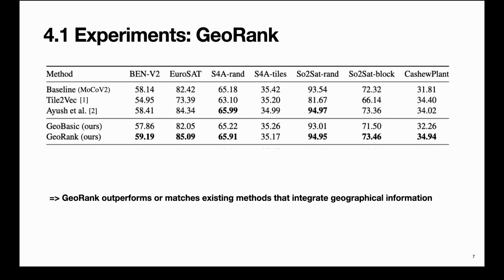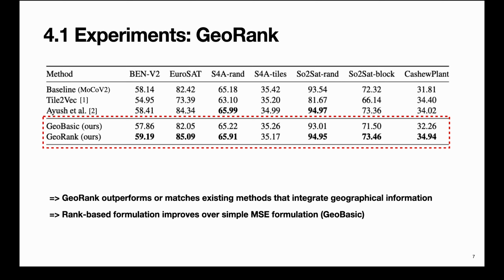The first thing that we observe is that GeoRank consistently outperforms or matches existing methods that integrate geographical metadata. Compared to GeoAware of Ayush et al., we observe the strongest gains in datasets like BigEarthNet v2, EuroSAT v2, and Cashew Plant. Second, the rank-based formulation matters. GeoRank consistently improves over GeoBasic, which uses a simple MSE loss on distances. This shows that preserving relative geographical ordering is more effective than enforcing absolute alignment in feature space.